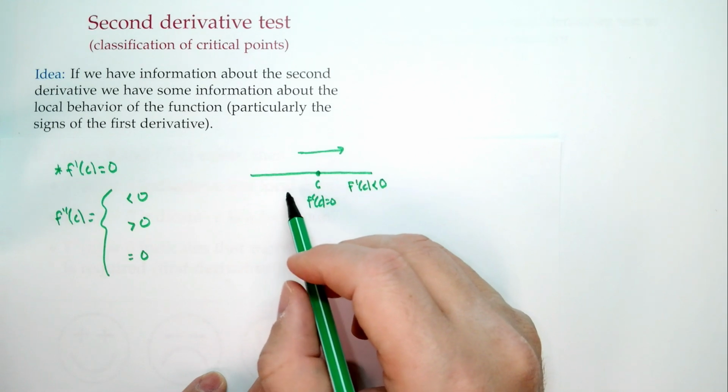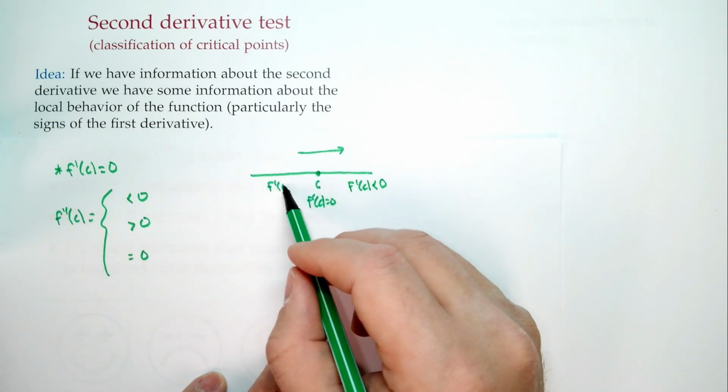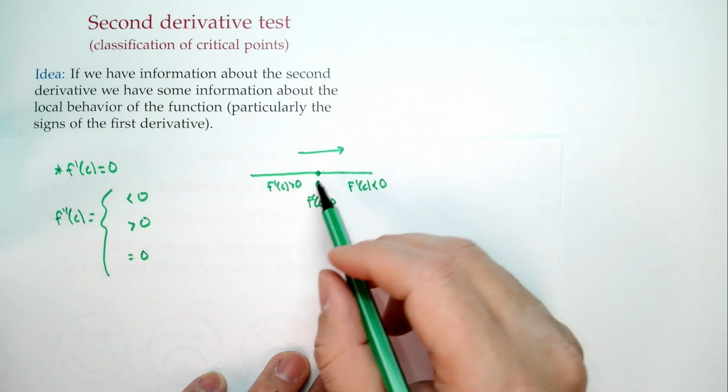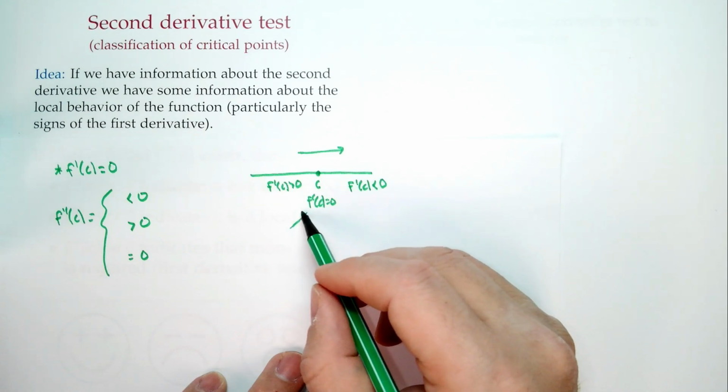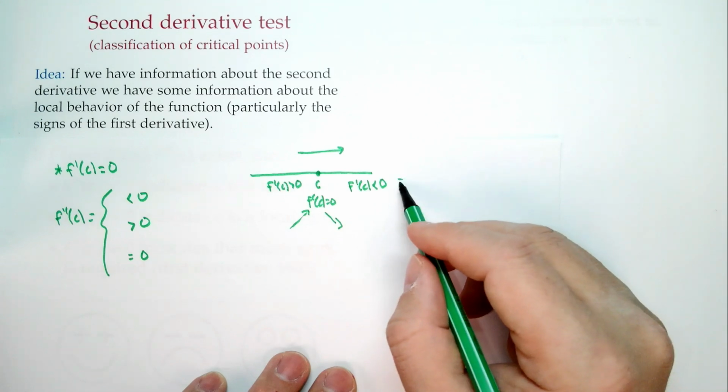On the other hand, I had to go down to get to 0. That tells me that f prime of c had to be positive on that side. So from the first derivative test, I can see I'm coming up, and then I'm going down, and therefore this is a max.